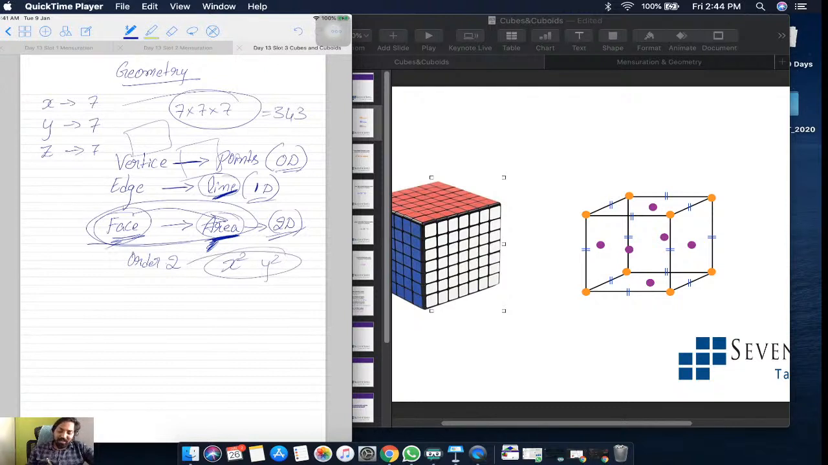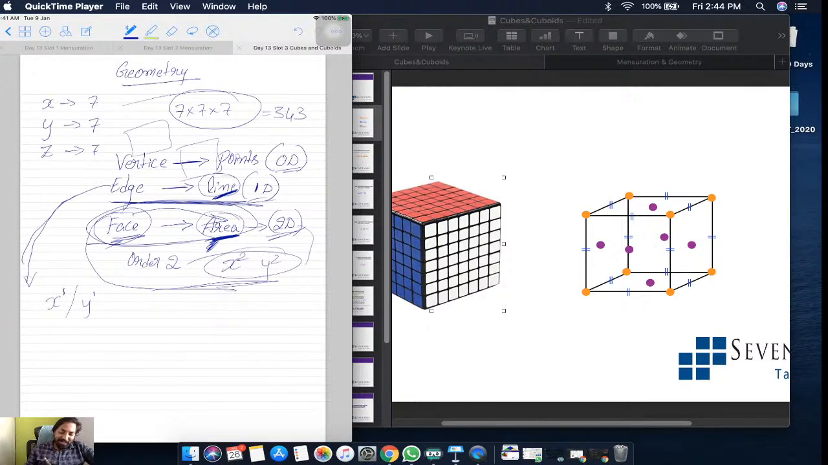Now, anything that represents an edge, what will be the order of the equation? Line, face, definitely right. Face order is 2, the second order. For an edge, the order will be 1. That is x power 1 or y power 1, something like that.